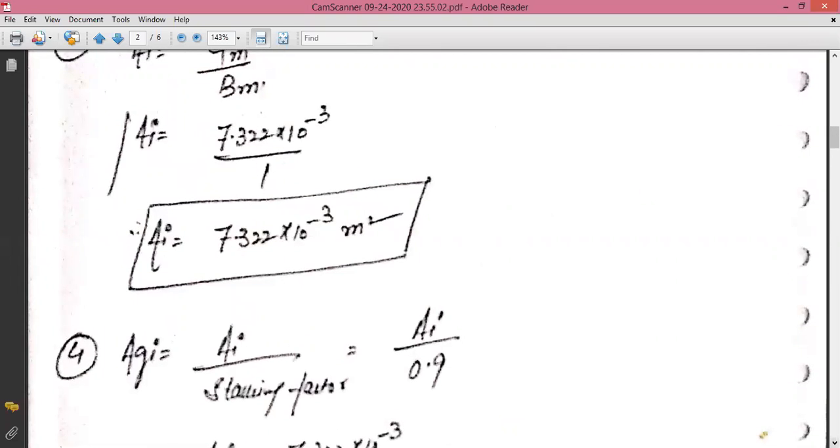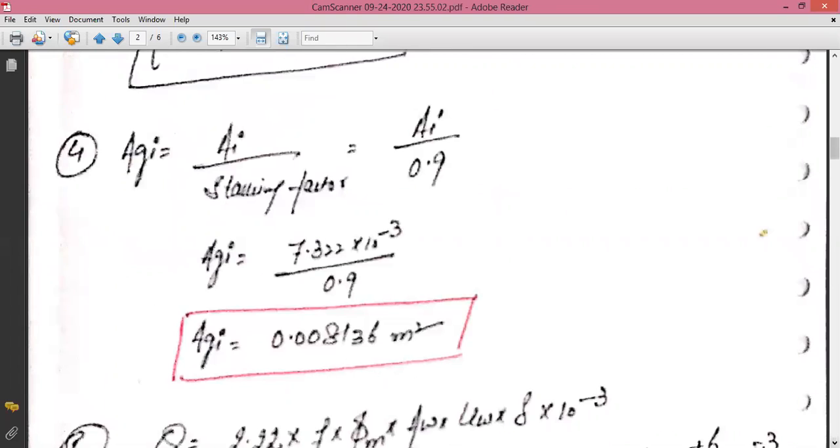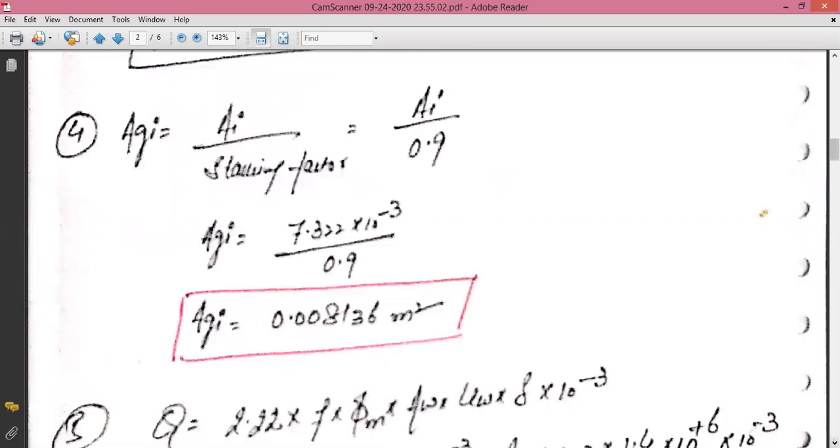So when I divide this value, you can get AGI equal to 0.008136 meter square. Clear? So we get the value of AGI, the gross core area, equal to 0.008136 meter square.